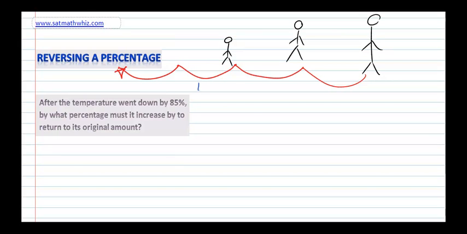If the temperature went down 85%, that means that it's currently at 15% of what it originally was. So if I call x the original temperature, at this moment we're at 15% of that after the temperature went down. Let's see if you can follow this algebraic sentence.